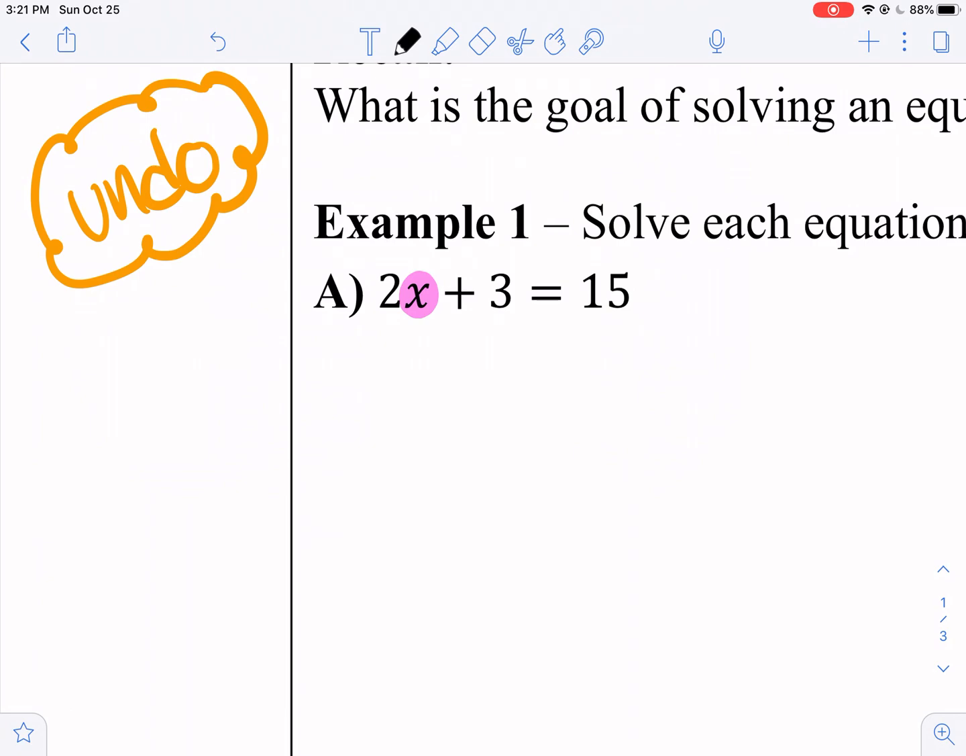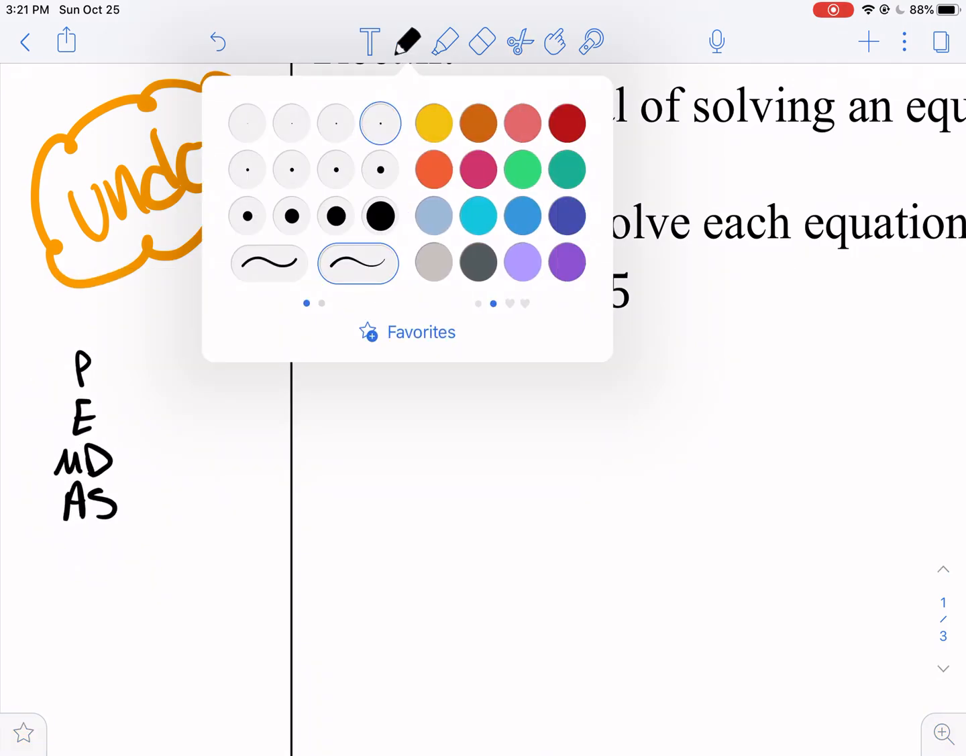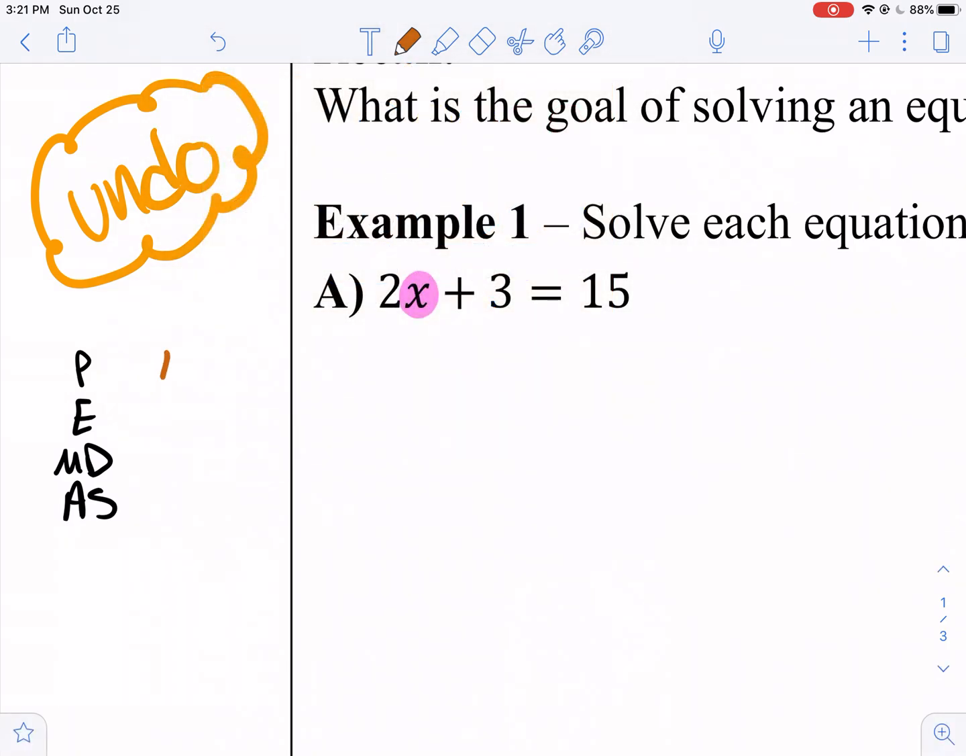Well, we have a throwback day. Remember PEMDAS, the order of operations, which tells you to do parentheses, exponents, multiplication and division, and addition and subtraction. We're going to take that and we're going to undo it in reverse order. So the first thing that we want to do is add or subtract, and then we want to multiply and divide to get the variable all by itself. Finally, we're going to undo any exponents and undo any parentheses.